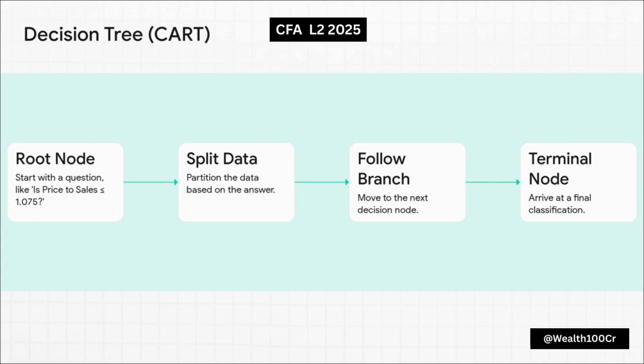A perfect example of this is a decision tree. It works just like a game of 20 questions. It starts with all of your data and asks a simple yes or no question. Something like, is the price-to-sales ratio less than 1.075? Then it splits the data into two piles, a yes pile and a no pile. And it just keeps doing that over and over until it gets down to a final answer. It's a really intuitive way to map out complex decisions.